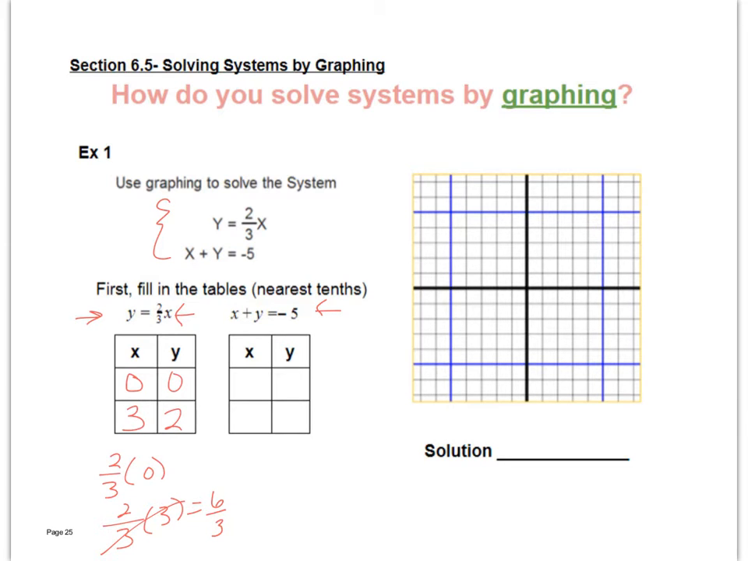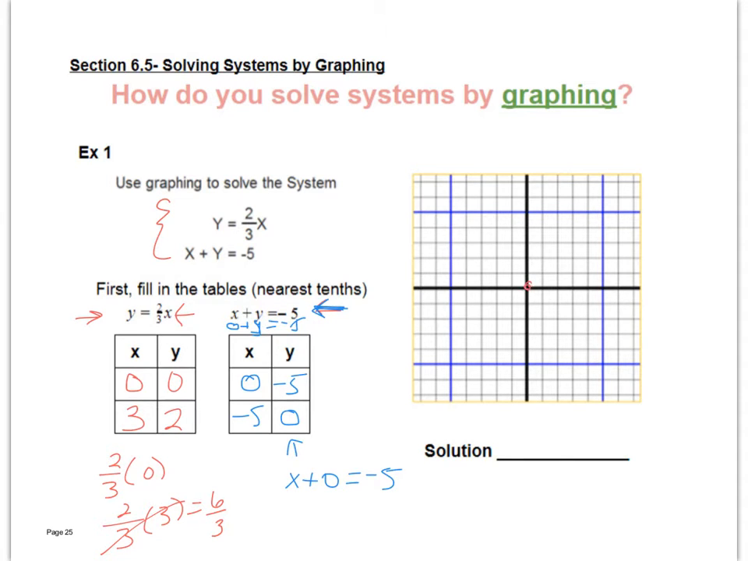Now, I'm going to do the other one in a different color. I'm going to do this guy in blue. So that's standard form. Remember, standard form, it's better to use both the x-intercepts and the y-intercepts. If I put 0 in for x, I get 0 plus y equals -5, so I'm going to get -5. If I put 0 in for y, I get x plus 0 equals -5. If I solve that, I still get -5. So now I'm going to graph both of those.